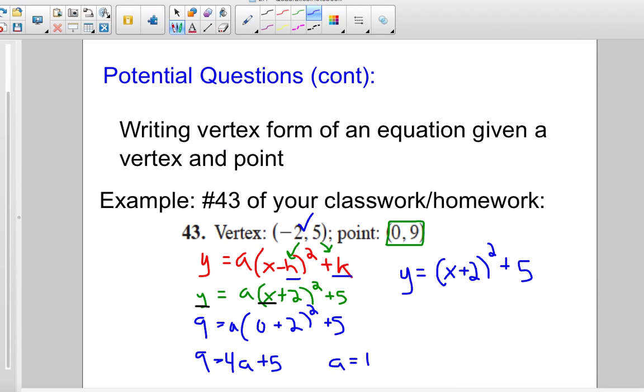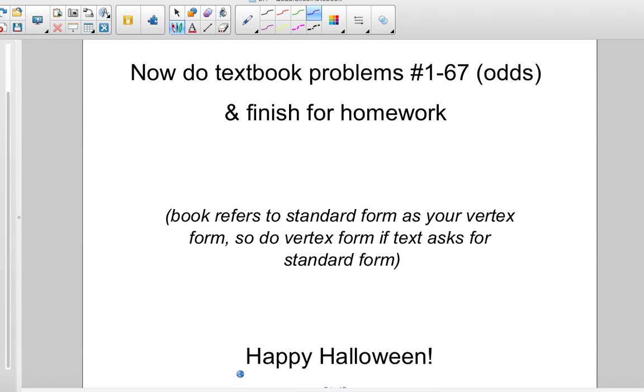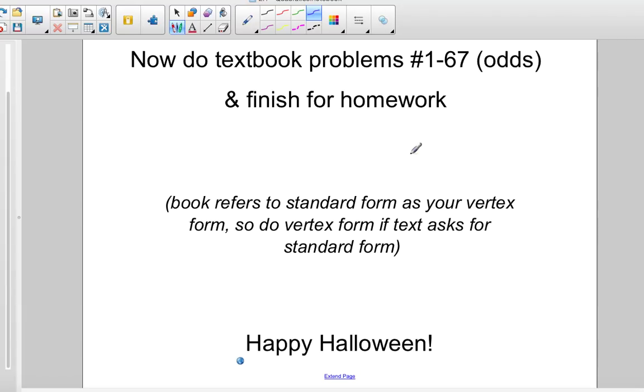So you might as well start it. Your textbook problems that you're going to do for the rest of the day are 1 to 67 odds. Finish it for homework. Again, the book refers to standard form as your vertex form, so do vertex if it asks for standard. And happy Halloween.